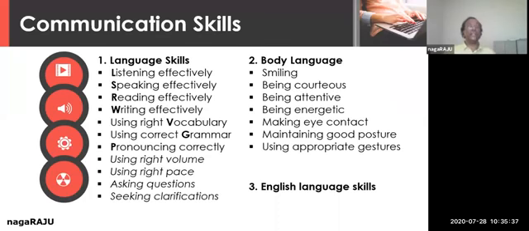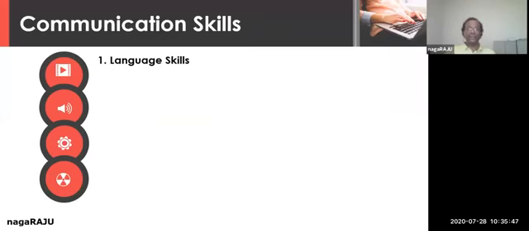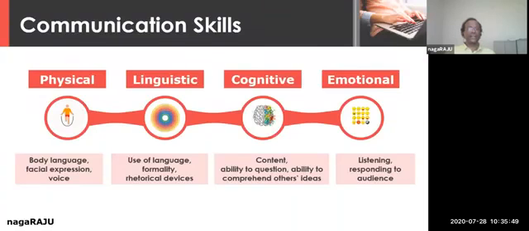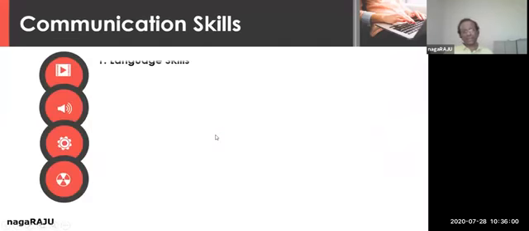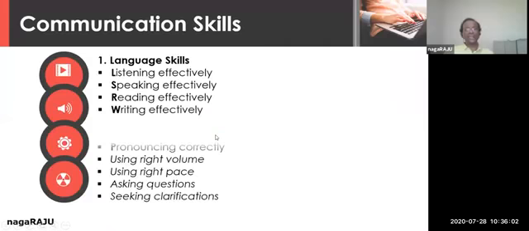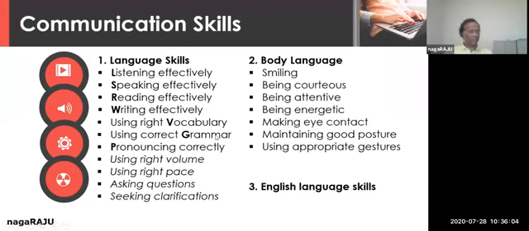So these are the 3 broad areas I would like to categorize communication skills into, apart from the 4 different things that I told you in my previous slide, right? I think you remember them, right? The 4 things that I told you: the physical skills, the linguistic skills, the cognitive skills, and the emotional skills. But when we are looking at the physical and the linguistic skills, and partly the other 2 kinds of skills, these are the things that you need to take into account.